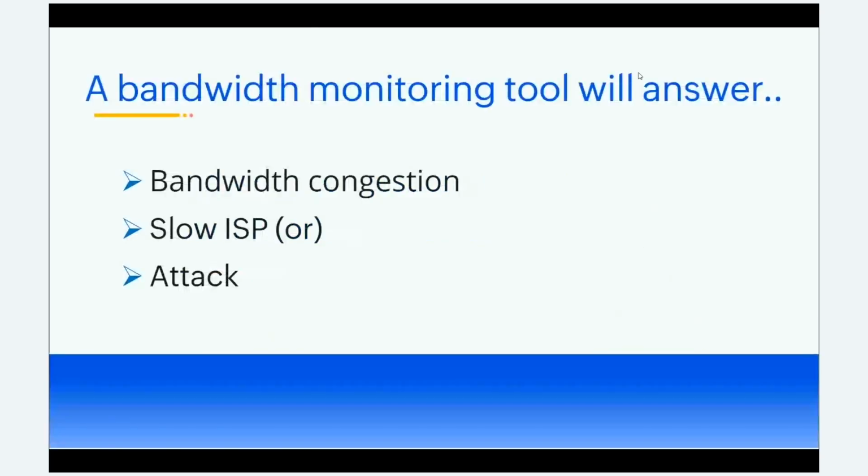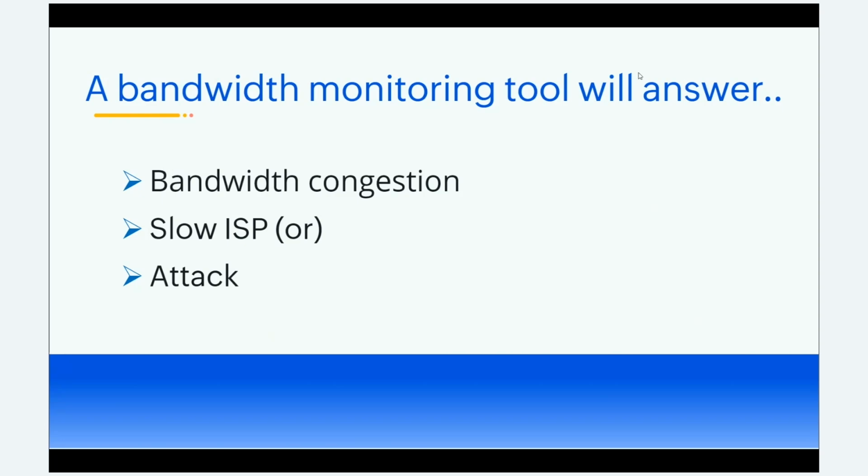A bandwidth monitoring tool essentially answers three major concerns: bandwidth congestion, slow ISP, and network attacks. A bandwidth monitoring tool provides critical insights into network traffic, helping to identify and alleviate congestion points. By analyzing data flows and bandwidth usage, administrators can detect where and when the congestion occurs, allowing them to take proactive measures to redistribute traffic, upgrade infrastructure, or implement traffic shaping policies to ensure smooth network performance.